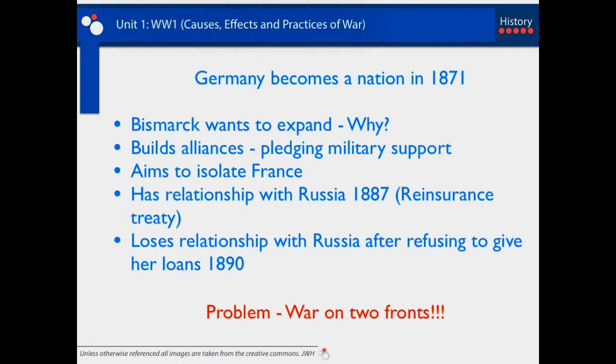Germany has a relationship with Russia through financial means from 1887 in the Reinsurance Treaty. It's all around loans and money and support, and they lose that relationship with Russia after refusing to give her loans in 1890. That gives Germany a bit of a problem, because obviously France is to the west and Russia is to the east, so there's potential there for a war.